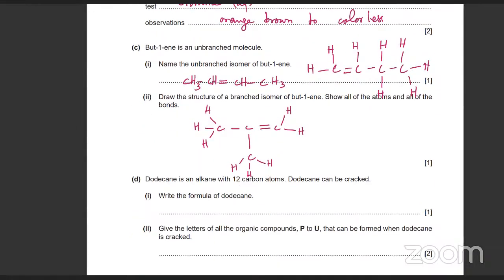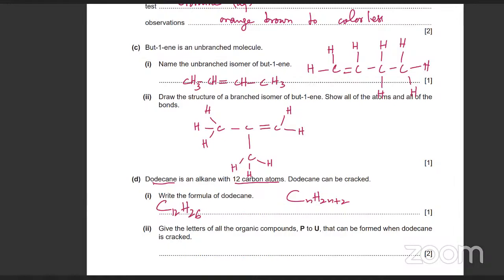Okay. अच्छा, dodecane. What type of organic compound is dodecane? But क्या होता है? It's an alkane, right? What's the general formula of an alkane? CnH2n+2. So if you have 12 carbon atoms, what's the formula of dodecane? C12H26.